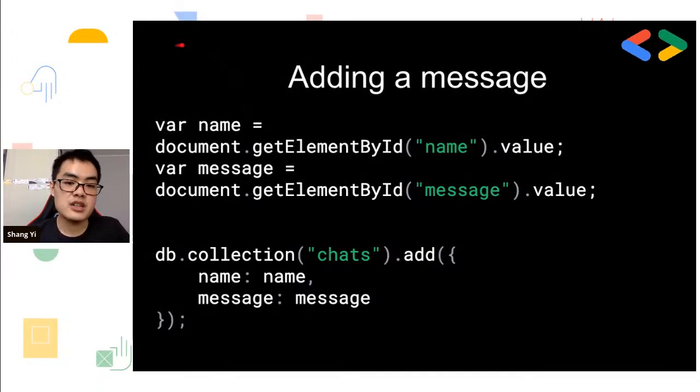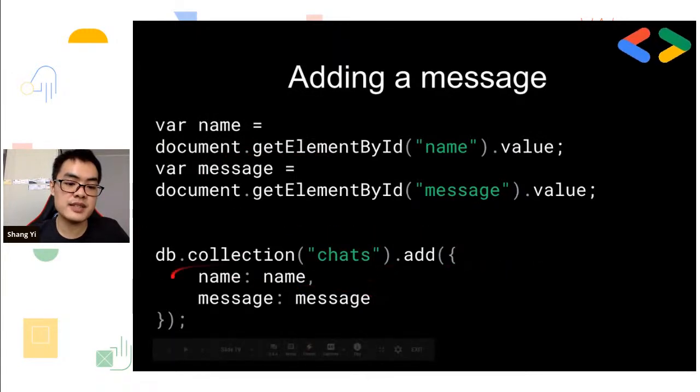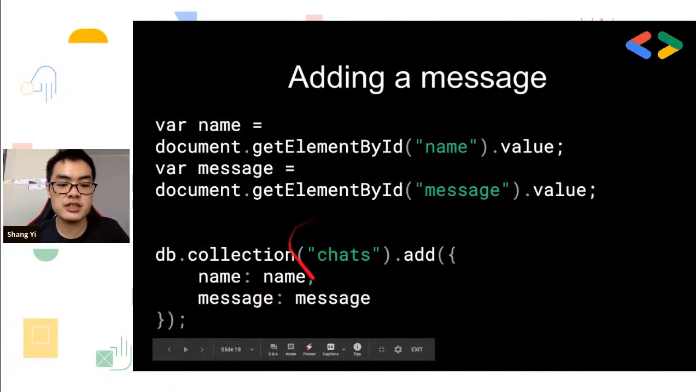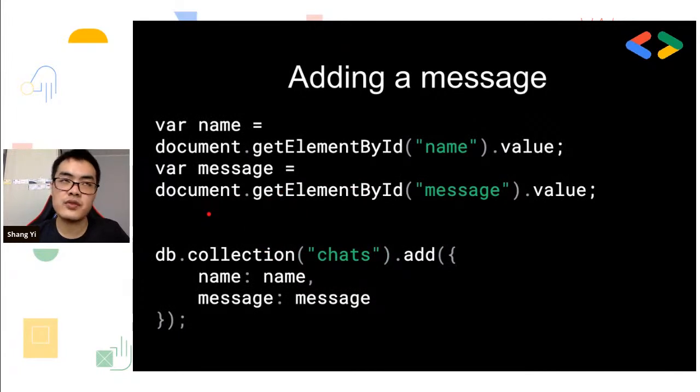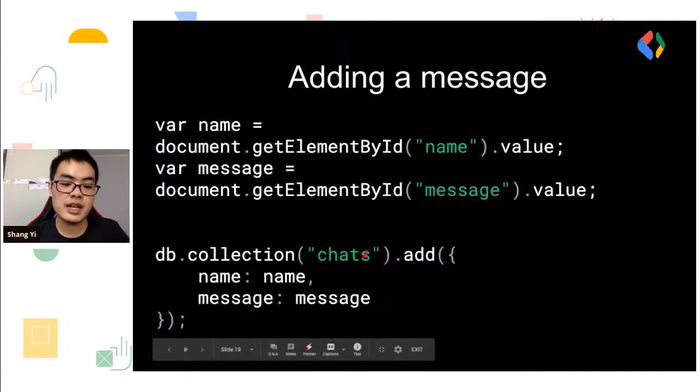And that's it. In Firestore, all you need to do is import the library that you need to use and just use database.collection.chats. I want to add a new message to the chats collection, which is basically like a table. So you can think of it that the collection is like a table, and the document is like a row in the table itself.